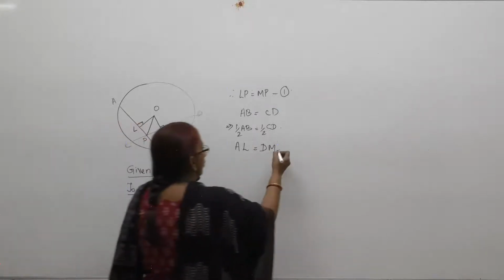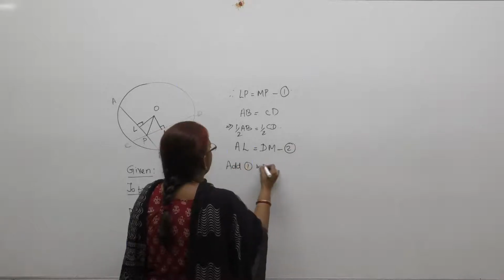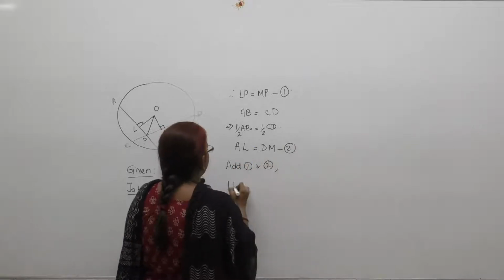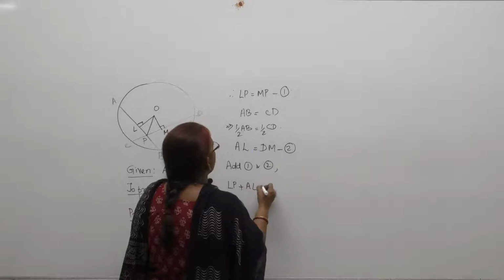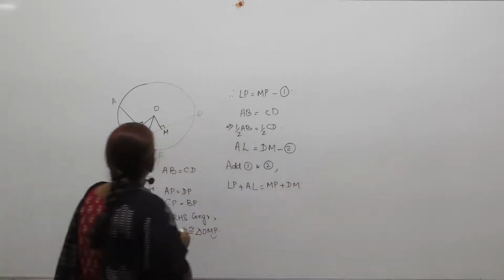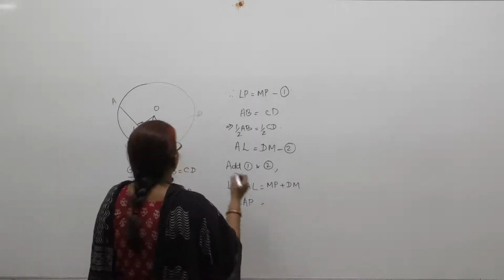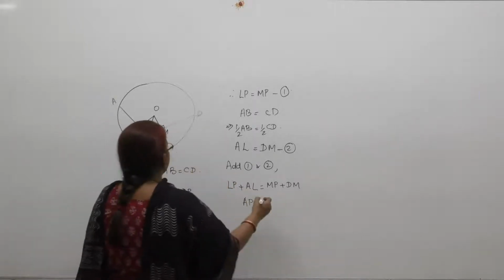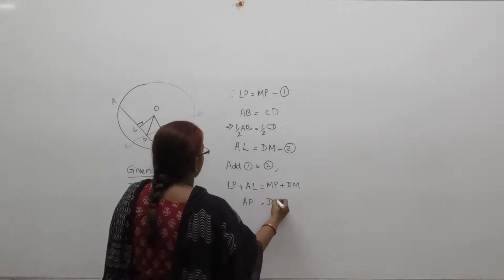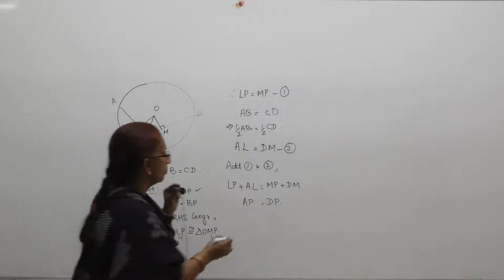So this is 2. Now add 1 and 2. When you add 1 and 2, you'll get LP plus AL equals MP plus DM. What is LP plus AL? It is nothing but AP. What is MP plus DM? It is nothing but DP. So we are done with the first proof, hence proving the first one.